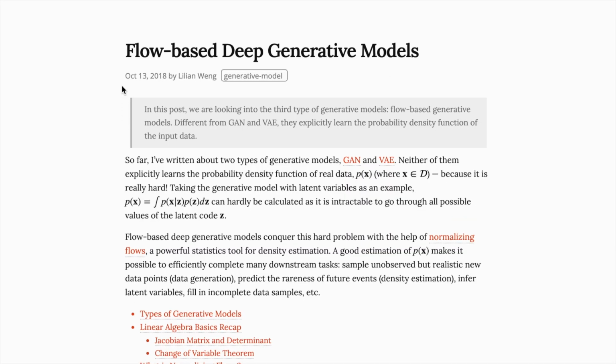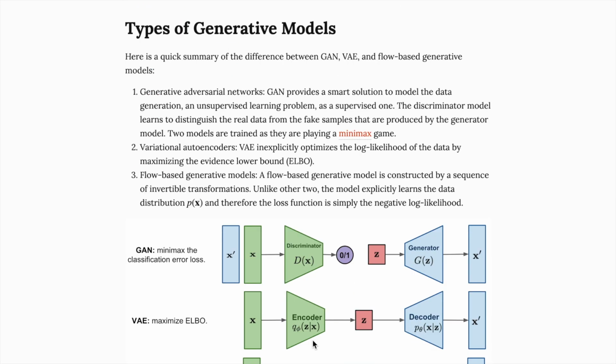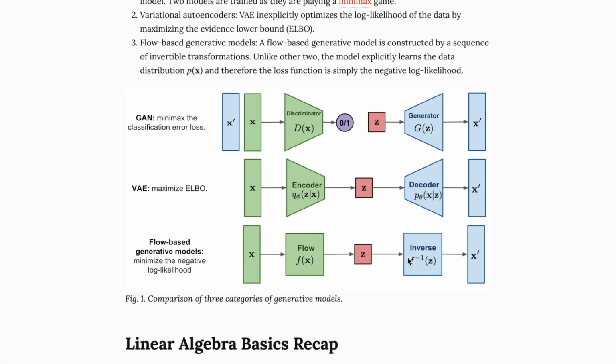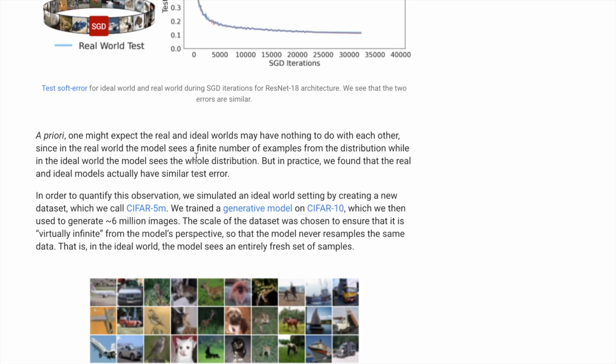And then here's another really great blog post if you're curious about this particular architecture of flow models, some idea of inverting these matrices for these transformations. And again, I don't quite understand it, but let's just call it a generative model. So they train a generative model on CIFAR-10, and they use it to generate 6 million images.